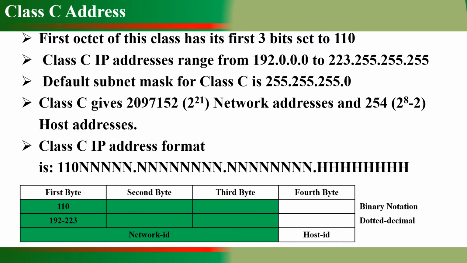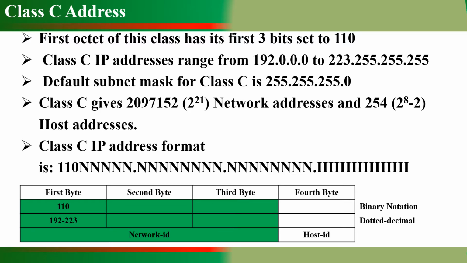Next is class C. First octet of this class has its first 3 bits set to 110. So if the 32-bit binary address starts with the bits 110, then IP address belongs to class C. In case of decimal, if first byte of IP address lies between 192 and 223, then it means address belongs to class C. For example, 195.5.67.98, this address belongs to class C.